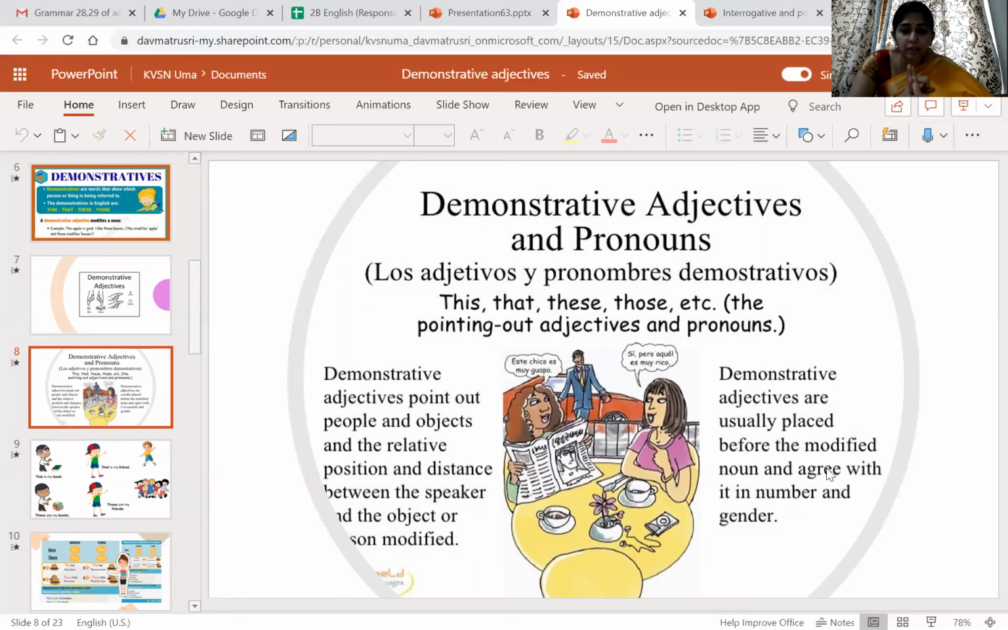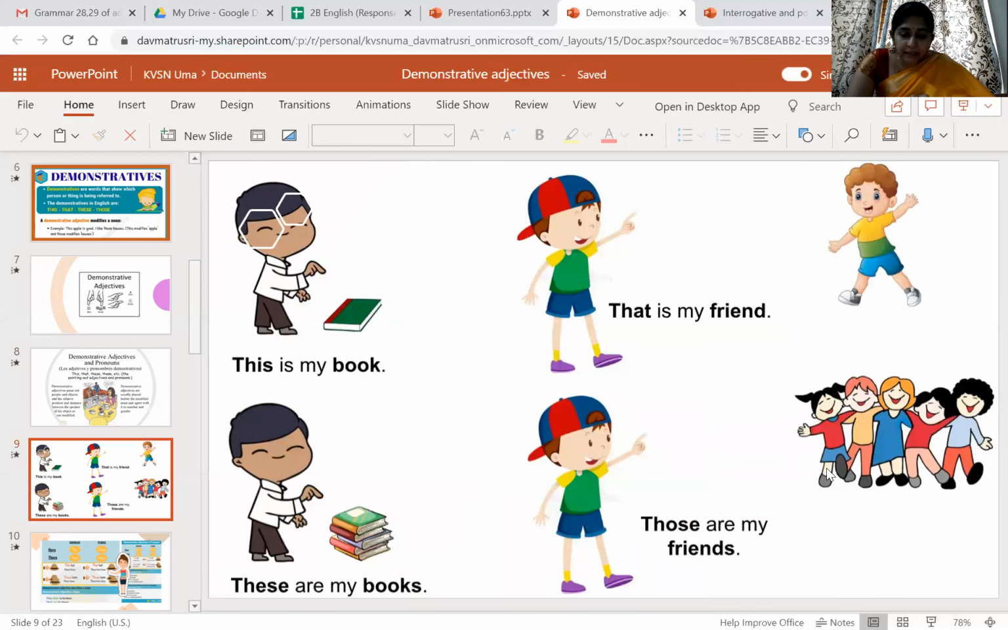They are placed before the nouns. That only you remember. It will be easy for you. That they are called demonstrative adjectives. And as this boy, you see, this is my book. It is very near to him. This is my book. Which is my book?